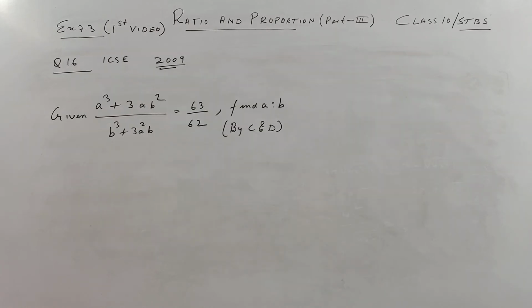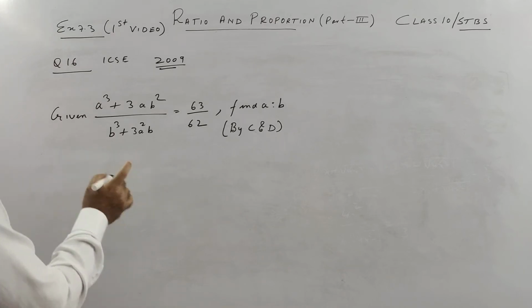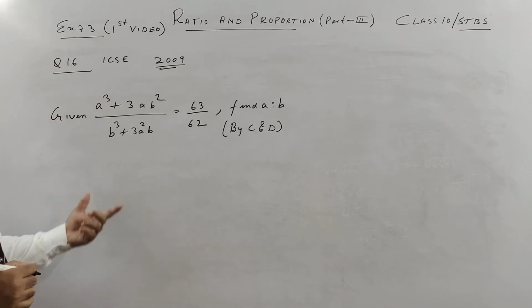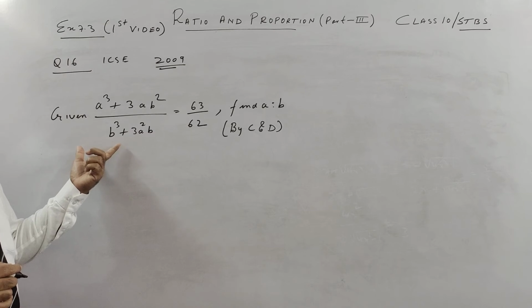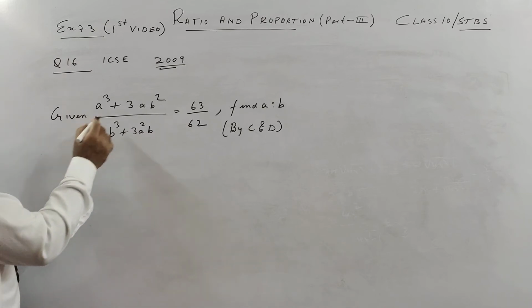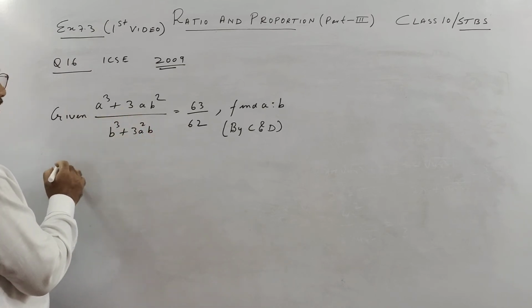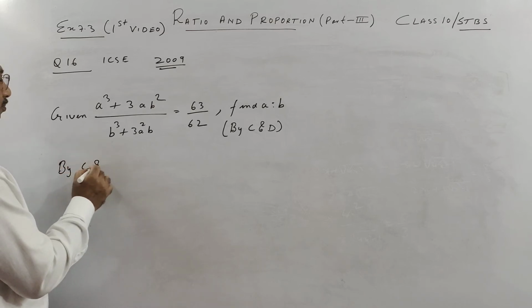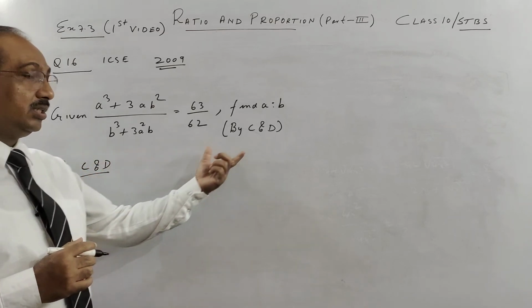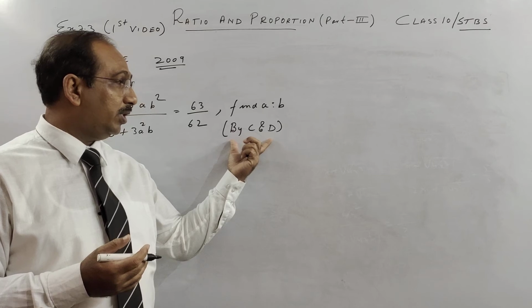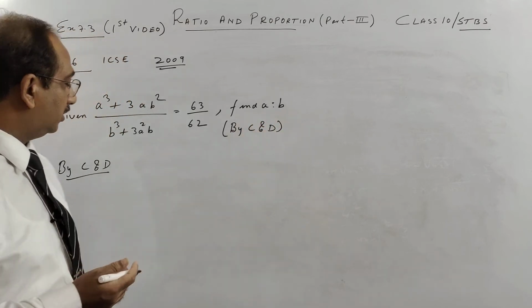So we come to the final question of this session, children. ICSE 2009, a very nice question on cubes, you will see. So how do we solve it? This is given. What we do is directly take componendo and dividendo. The question says, using componendo and dividendo, find a is to b.